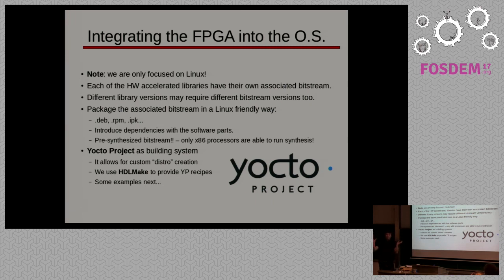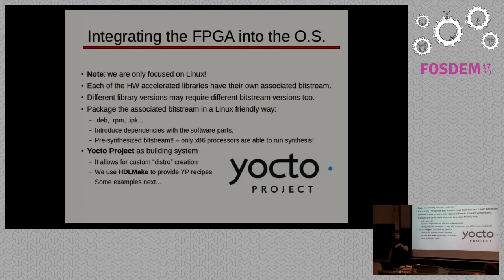So what we are doing is to package the associated bit stream for each of these libraries as a Linux package, so that we can establish interdependencies between the FPGA part and the software part. If you need to install a software library, the bit stream is also deployed and the version matches the version of the software library too. And it's very important also that the bit stream needs to be pre-synthesized.